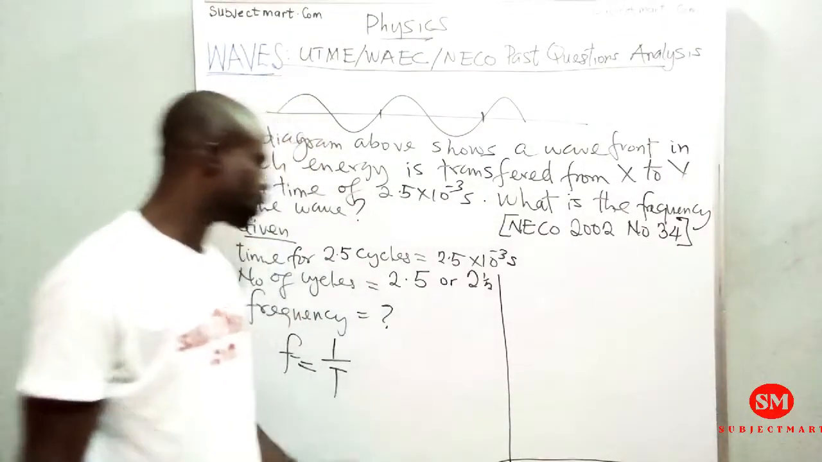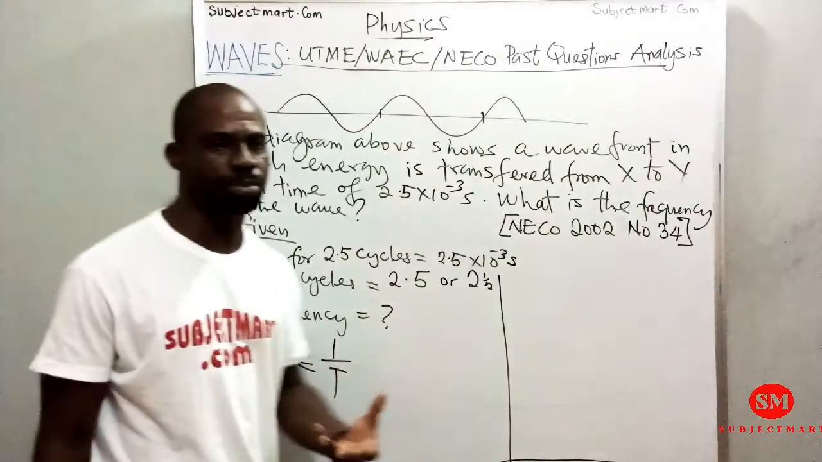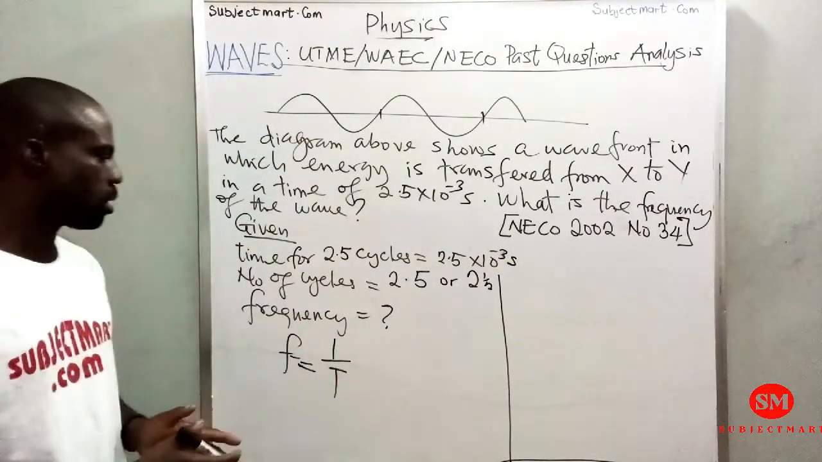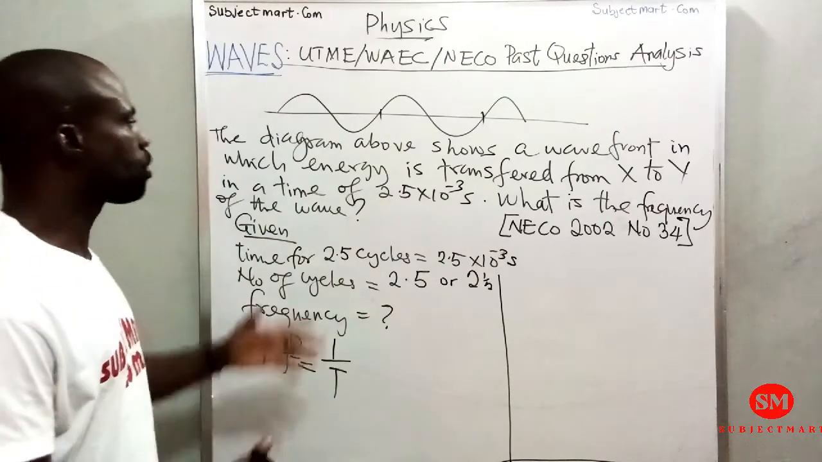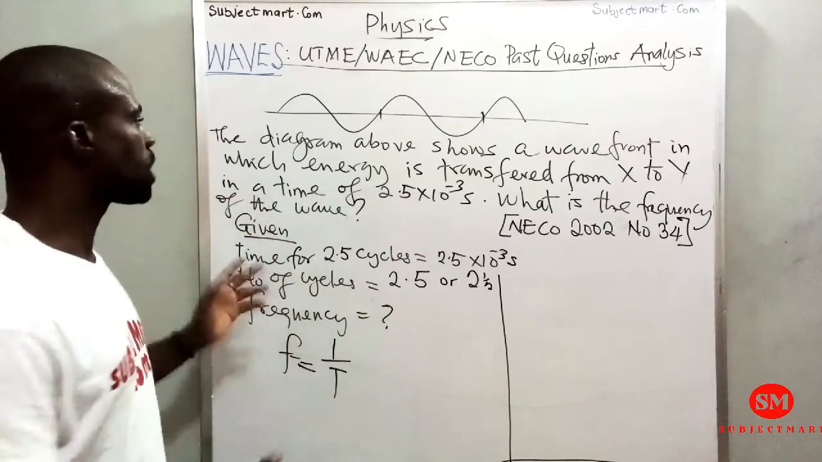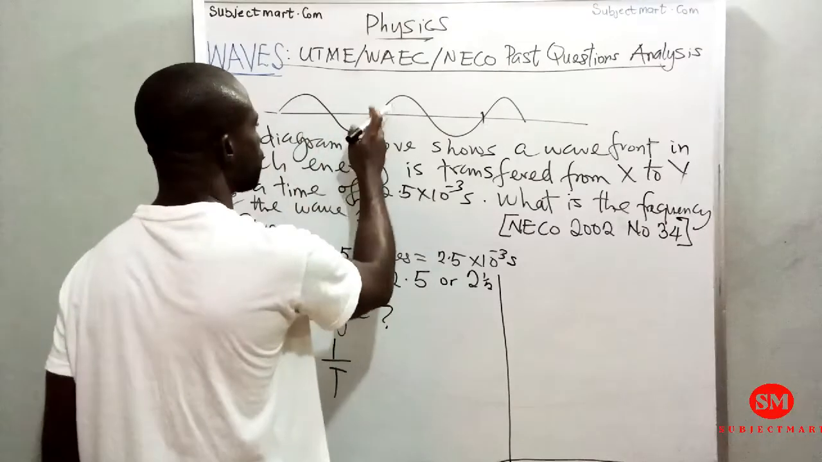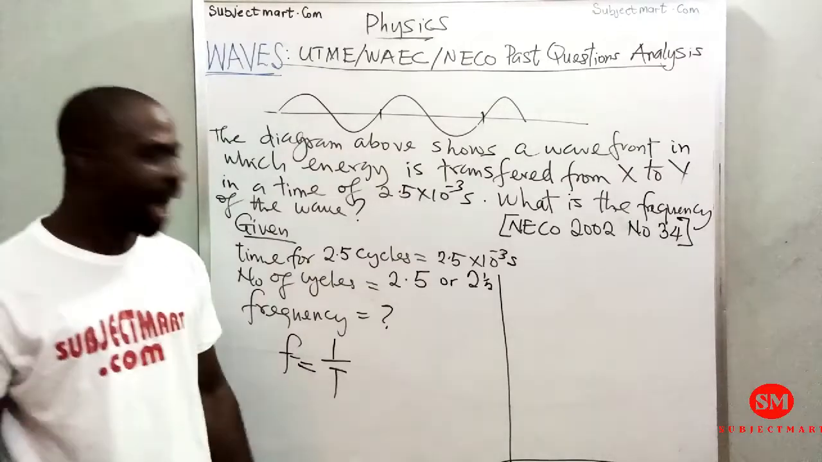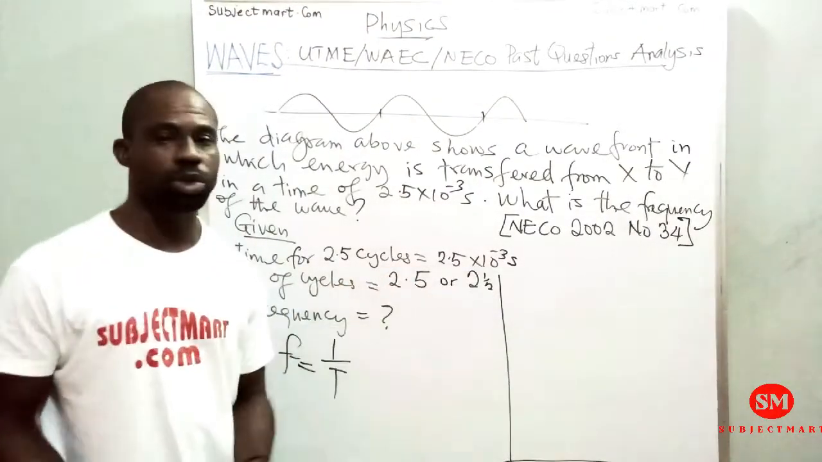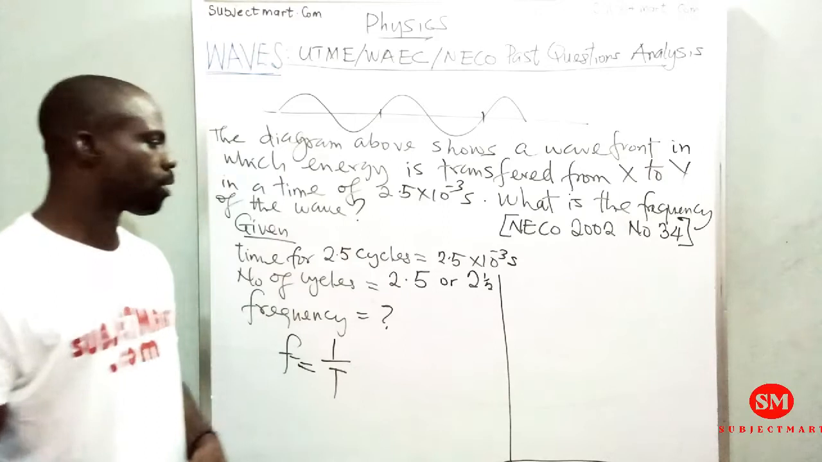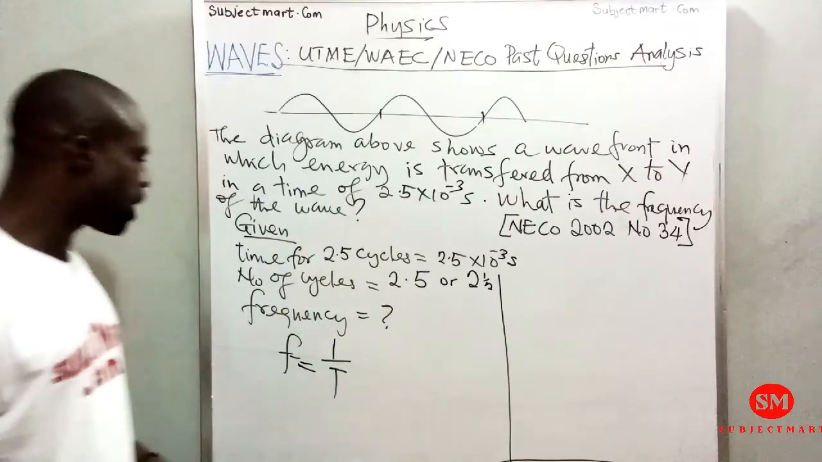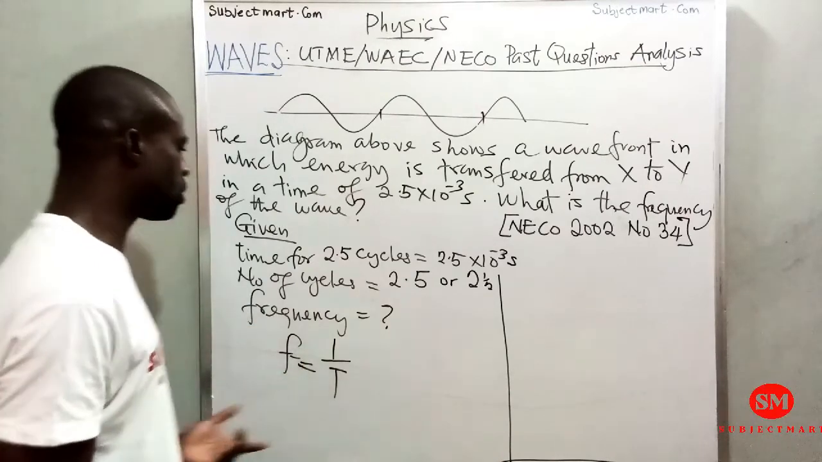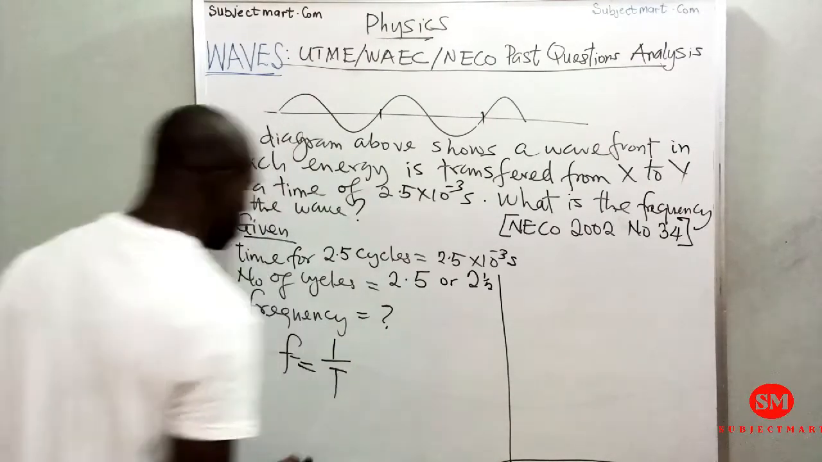Now from what we are given, we can't see the period in the question, but we can use the given data to get our period. Now we are given how many cycles? 2.5 cycles from the diagram. This is a cycle, from here to where is a cycle, then we have half, 2.5 cycles. And this is the total time taken to complete those 2.5 cycles, 2.5 times 10 power minus 3 seconds. Now let's try and get our period.